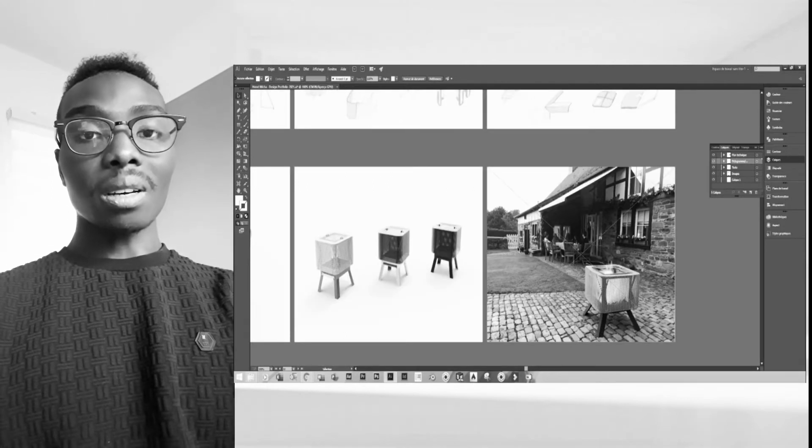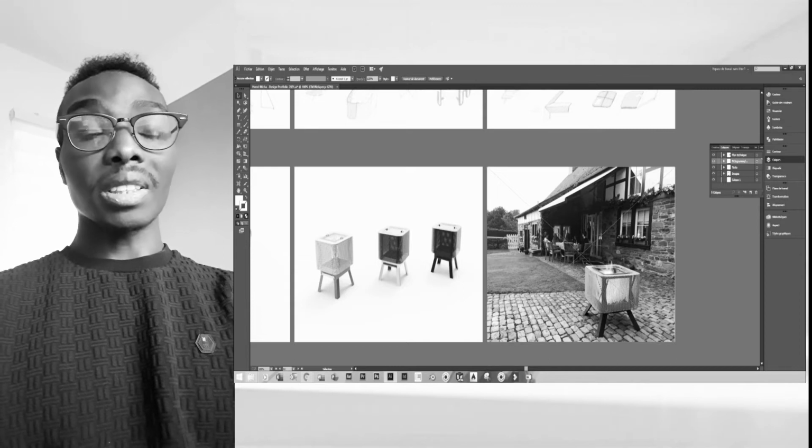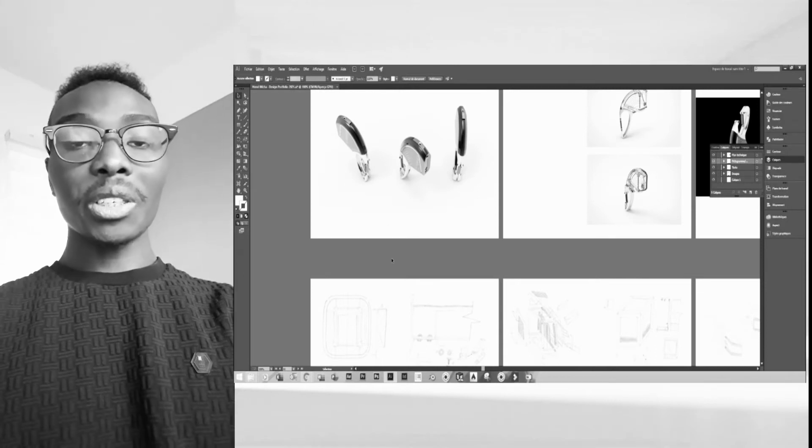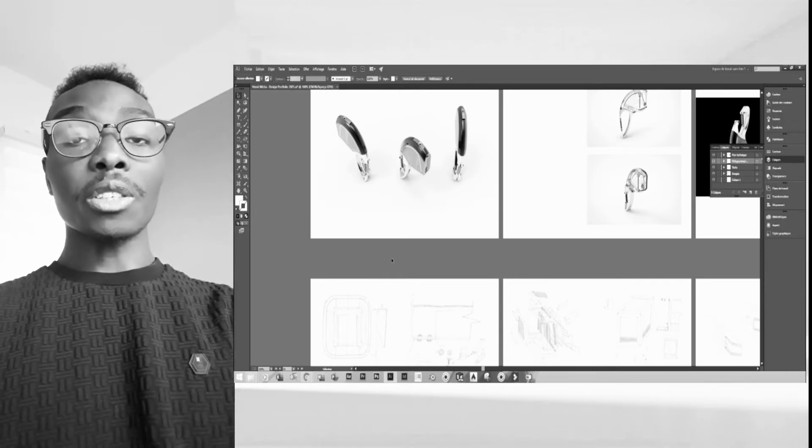It's not easy because maybe you have a lot of industrial design projects and you don't know which project to choose. Don't stress. There's no problem, just solutions.